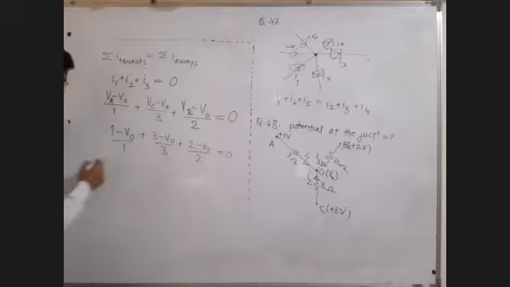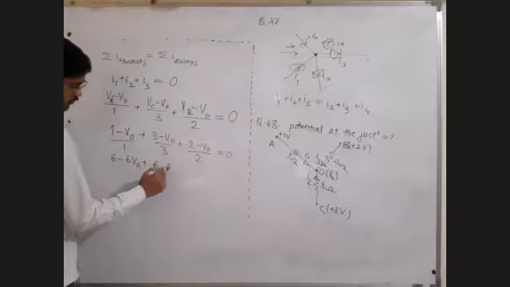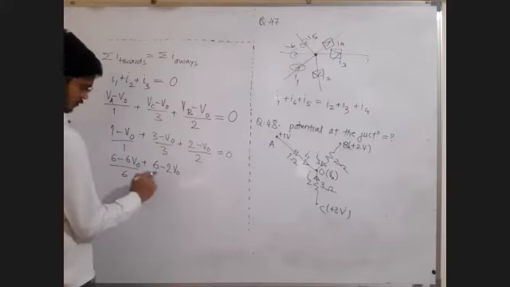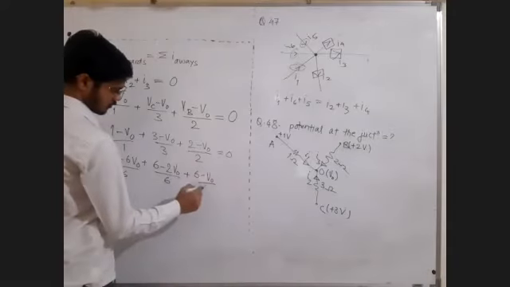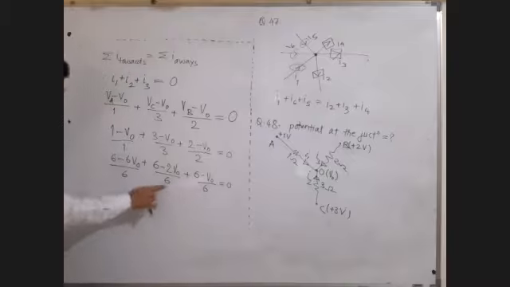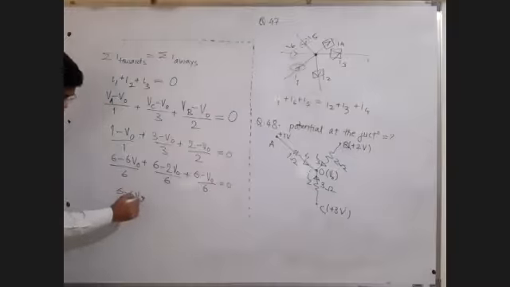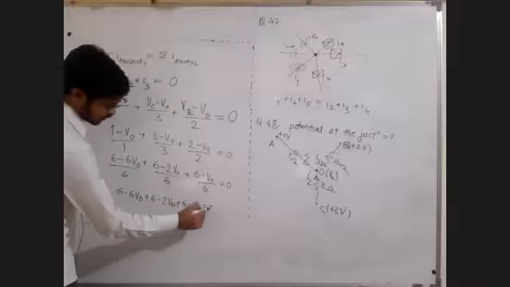You can make the base the same by multiplying here by 6. Here you have to multiply by 2 upon 6, and here you have to multiply by 3 upon 6, is equal to 0. Upon 6 common, 1 by 6 common, that 6 into 0 is equal to 0. So 6 minus 6 VO plus 6 minus 2 VO plus 6 minus VO is equal to 0.